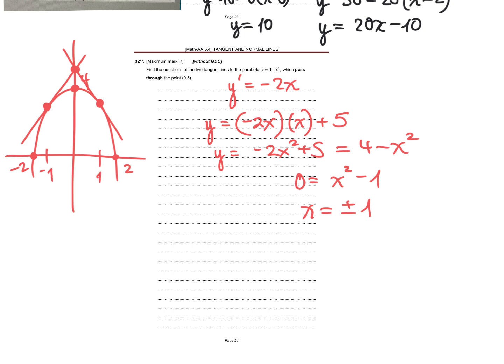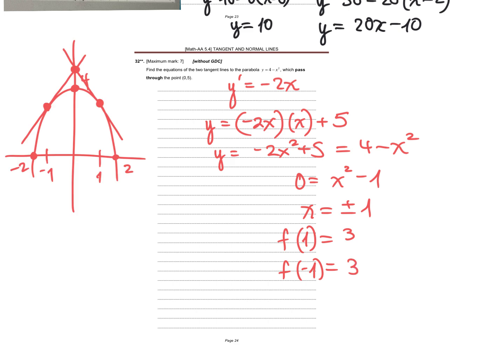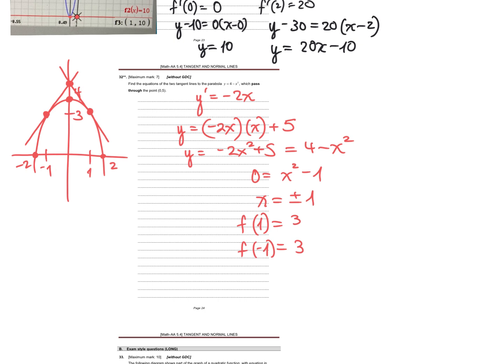Now we need to find the points on the curve. So f at 1 and f at negative 1, they're both going to be 3. So this is 3. And then we have the gradients there. The gradient at 1, using this one, is negative 2. The gradient at negative 1 is going to be positive 2.